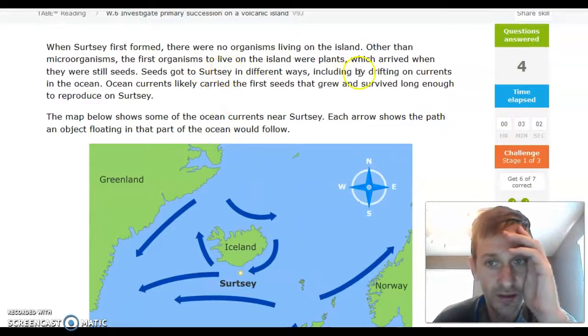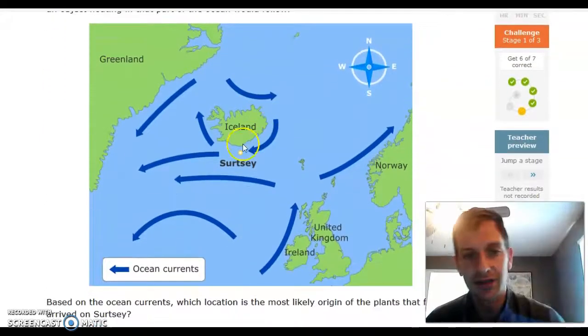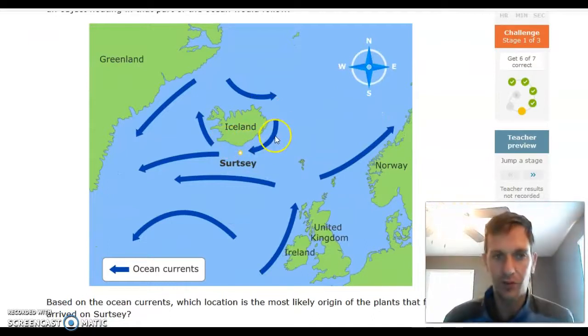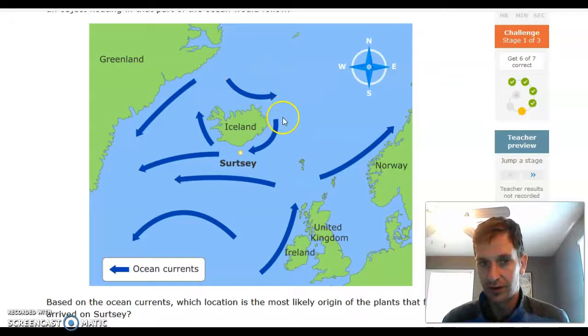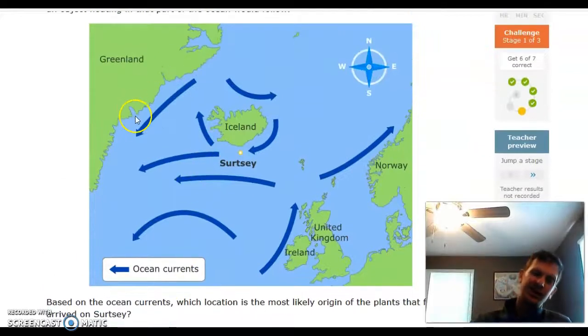So they first arrived as seeds. They got there in different ways. So ocean currents likely carried the first seeds that grew and survived long enough. So how did they get here? They had to get here from somewhere. Look, the ocean currents are just kind of circling around Iceland, right? But look at Greenland. The ocean currents coming from Greenland down, turning into Circe. Alright, so this is a tough question, but if we think about it logically, how are we getting here? Follow it backwards.